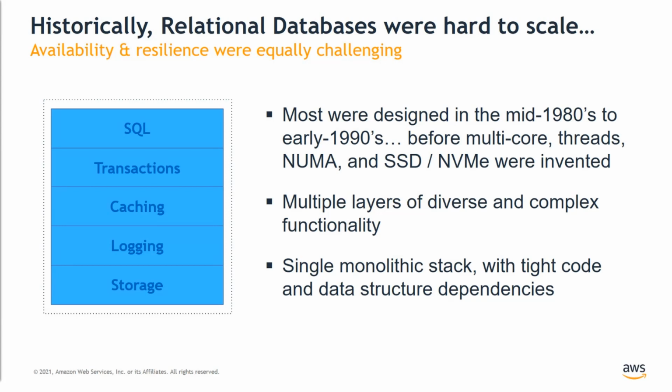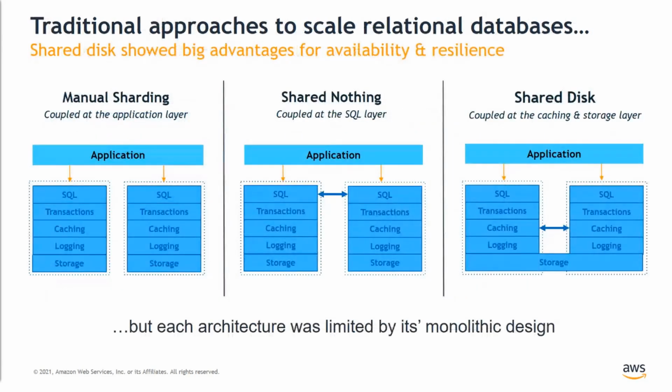And if you look at all of the layers in a traditional relational database, lots and lots of diverse and complex functionality, and it was a single code base. A single monolithic stack that had very tight dependencies between the code and the data structures that implemented these things. And so many people in those early days really looked in a lot of different ways to improve not just performance and scalability, but also availability and resilience.